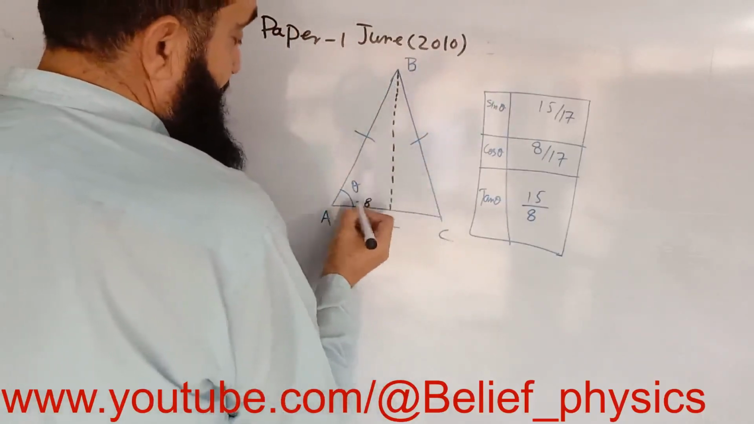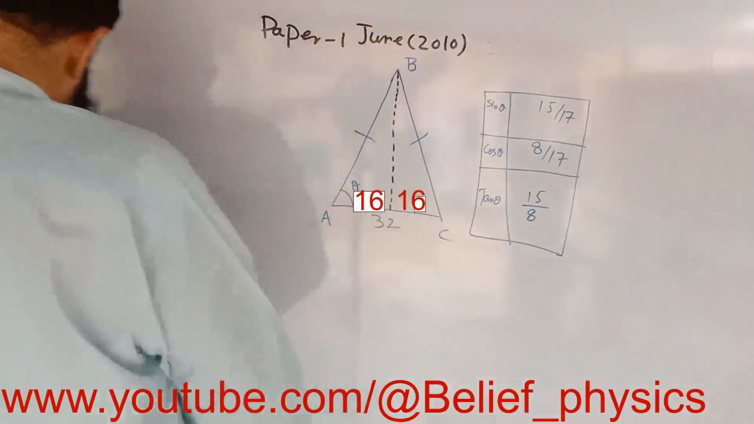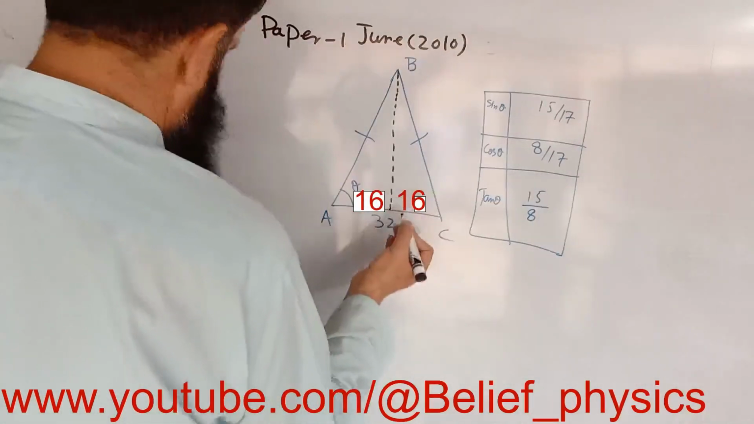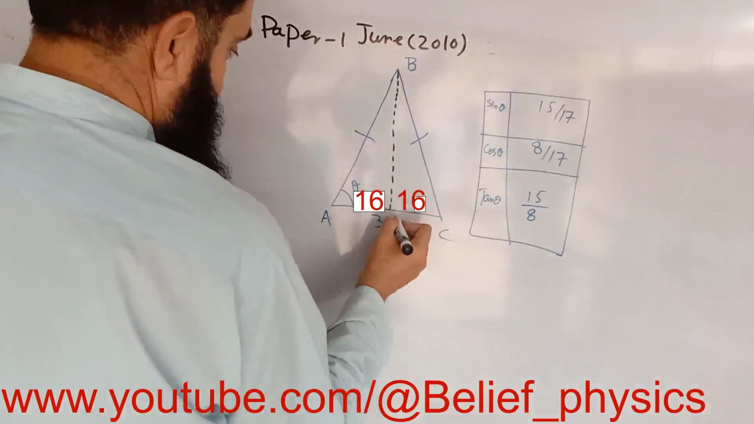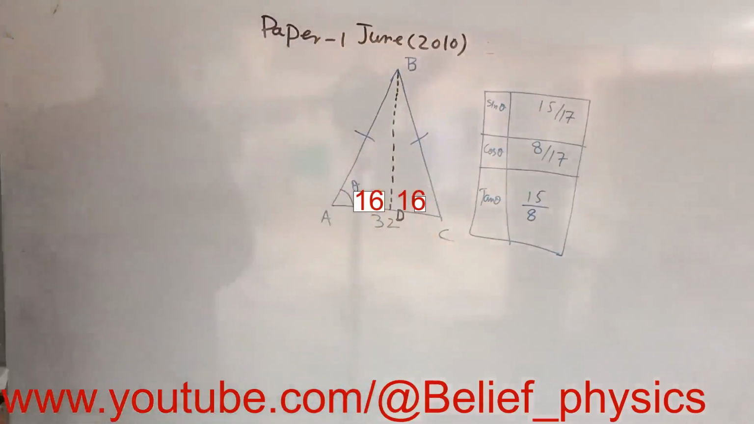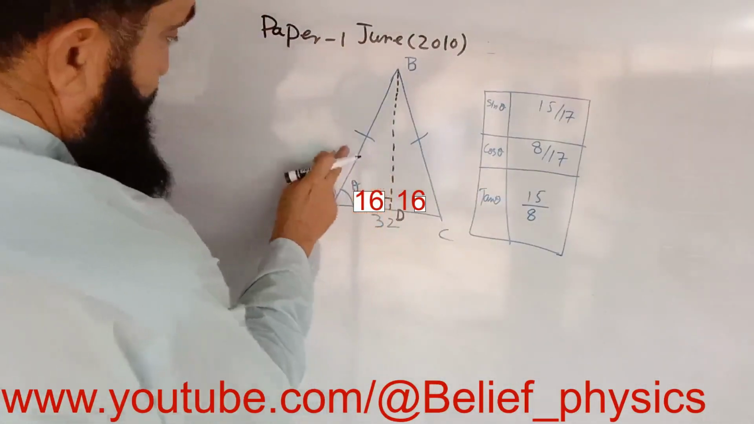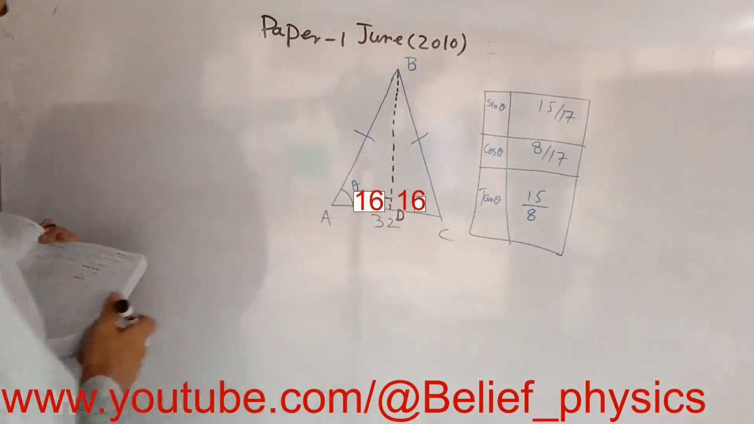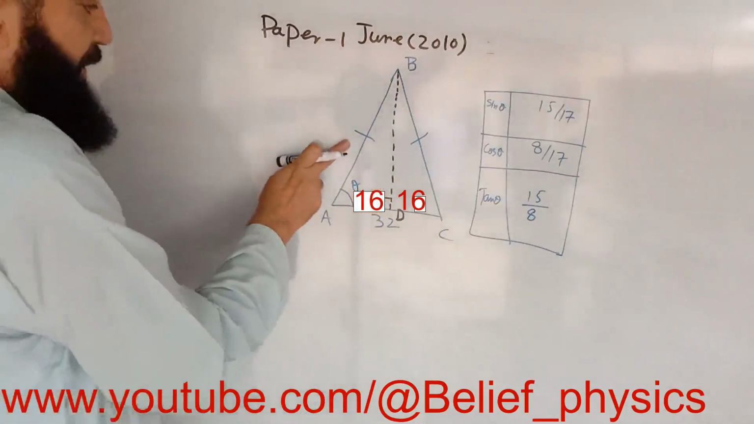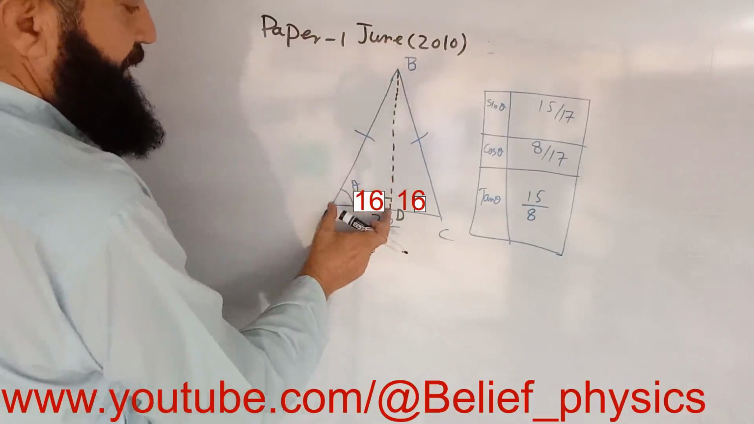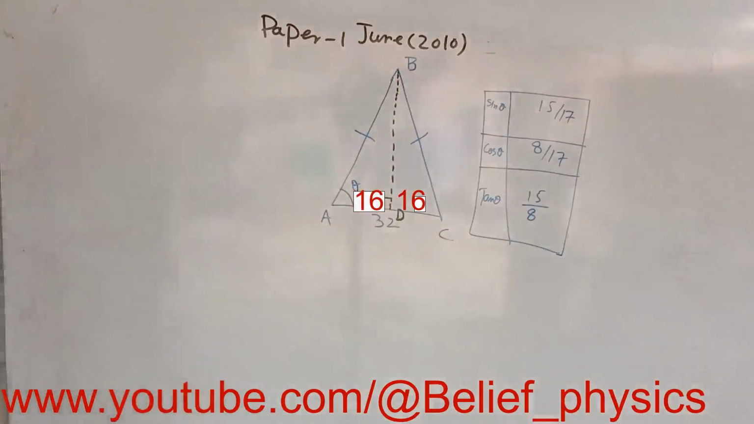8 will be the length of this side from here to here, and 8 will be the length of this side. And I mark this as D. You can mark it as A, B, C, D, X, whatever. Now AD is also 8, DC is also 8. We have to find AB. What is AB? This angle is 90. It means this is hypotenuse in this triangle. In triangle ABD, this is hypotenuse, this is perpendicular, and this length is base. We have to find AB.